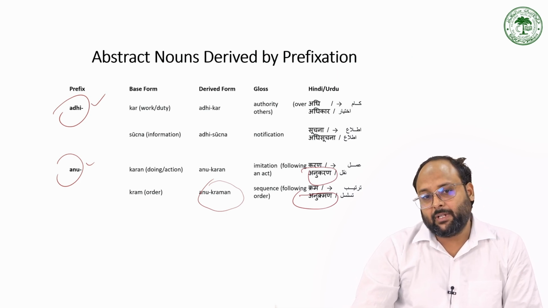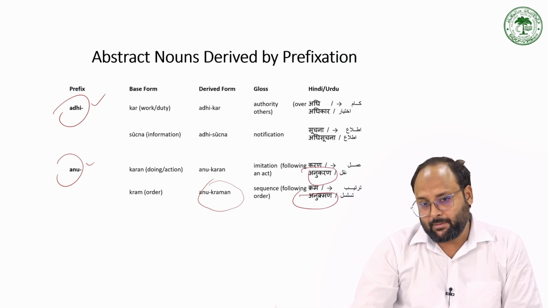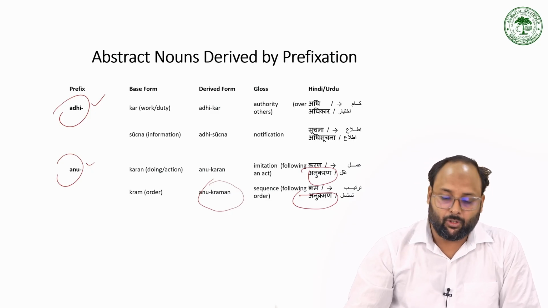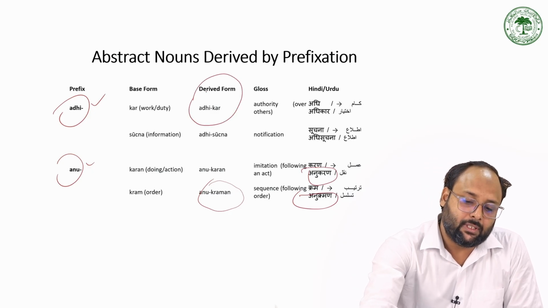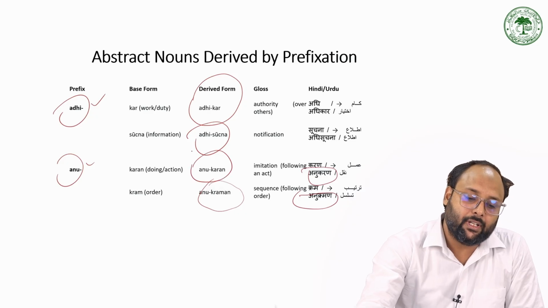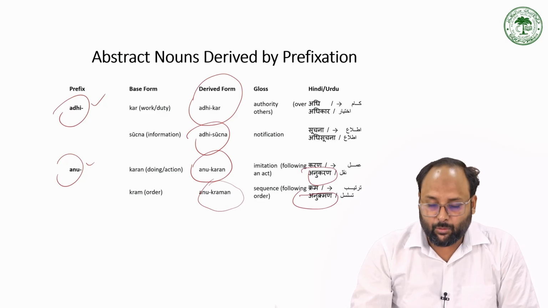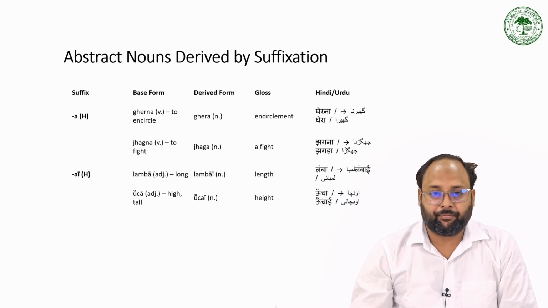It gives sometimes the meaning of subtypes and sometimes the meaning of negation to create the nouns. So these are the derived nouns we can create by prefixation, like adhikar, adhisuchna, anukaran, and anukirman.